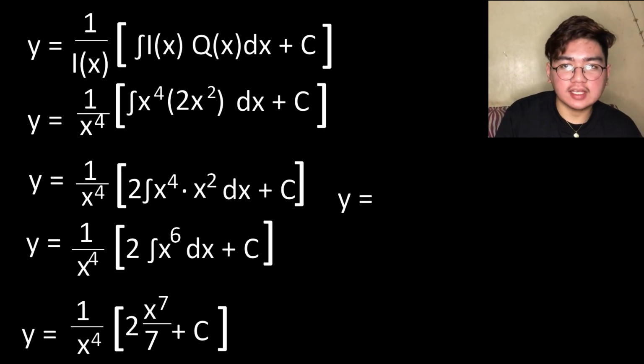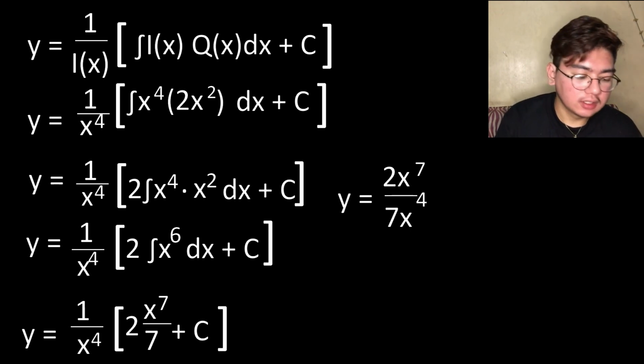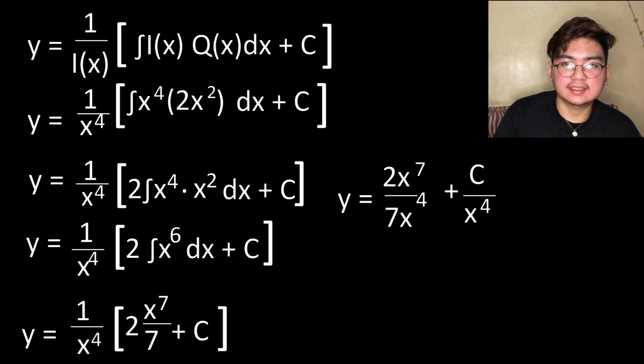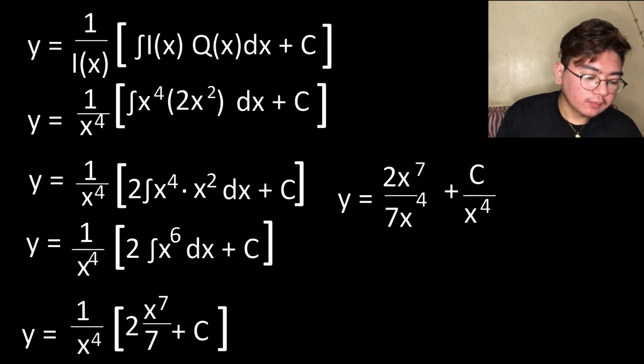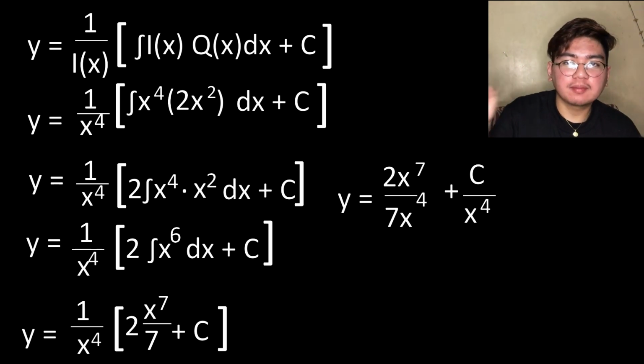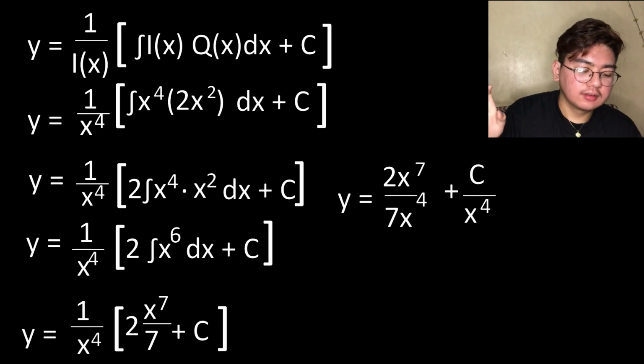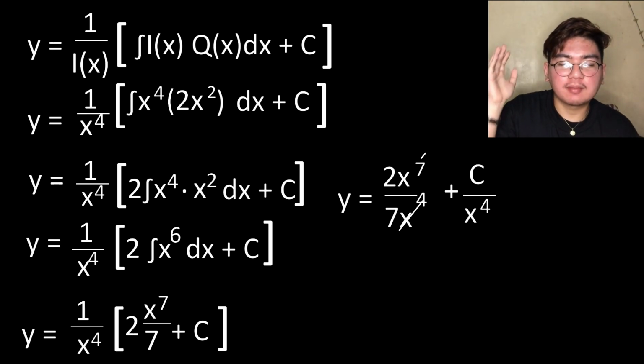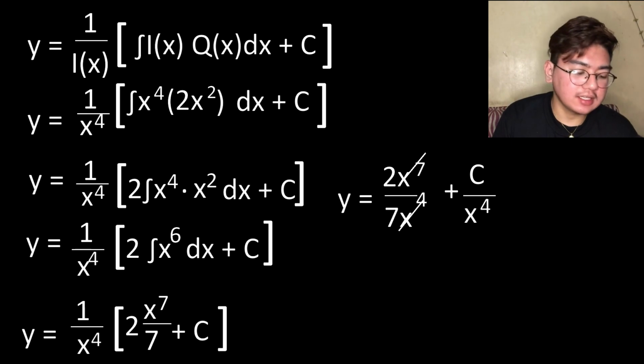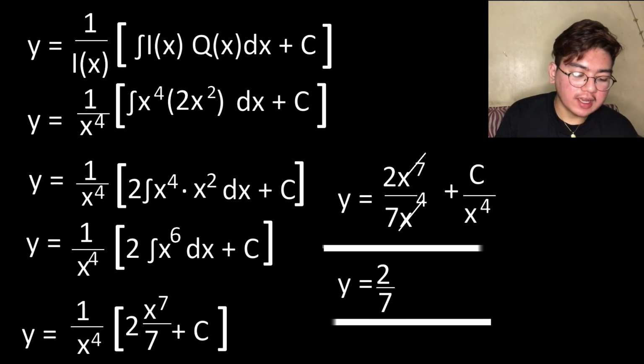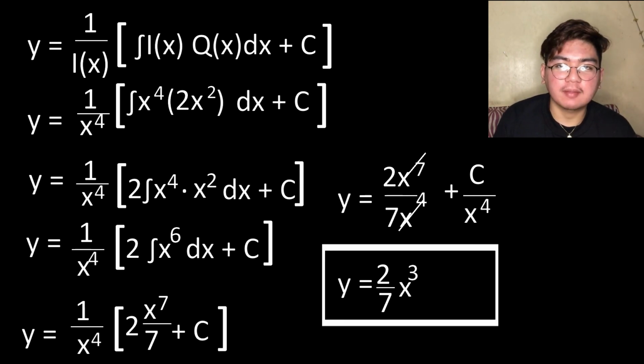I-distribute naman natin yung 1 over x to the fourth power. Kaya magiging 2x to the seventh power over 7x to the fourth power plus c over x to the fourth power. Tapos yung x to the seventh power over x to the fourth power, pwede natin siyang makancel kasi pareho silang may x, kaya magiging x cubed na lang. Kaya ang final answer ay y equals 2 over 7 x cubed plus c over x to the fourth power.